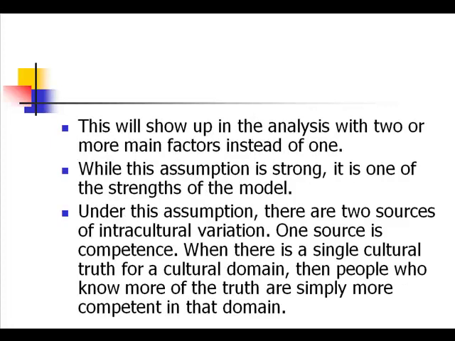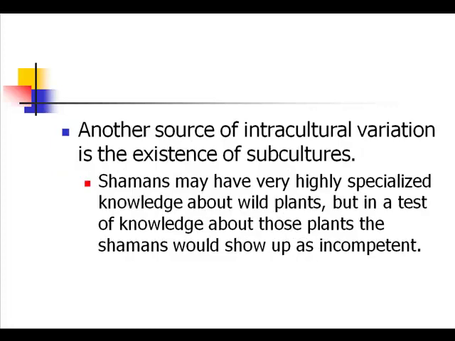But this will show up in the analysis with two or more factors instead of one. So while the assumption is strong, it's the strength of the model. Because there are two sources of intercultural variation. One is competence. People are simply better at knowing about football or medicinal plants or political fortunes of politicians in the country. When there's a single cultural truth for a cultural domain, people who know more of the truth are simply more competent. But another source is the existence of subcultures.